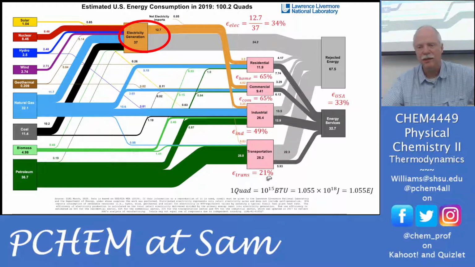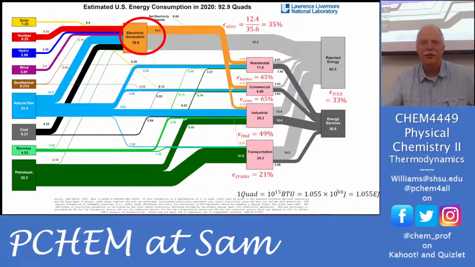And then transportation improved a small amount. Now that's 2019. Look what happened. So we were at 100 quads, which again, a quad is close to an exajoule, like 5% more than an exajoule. So that's about 105 exajoules per year for 2019, and then COVID hit.